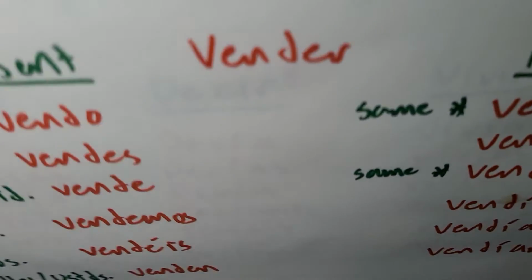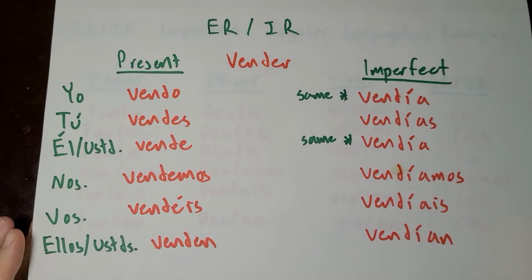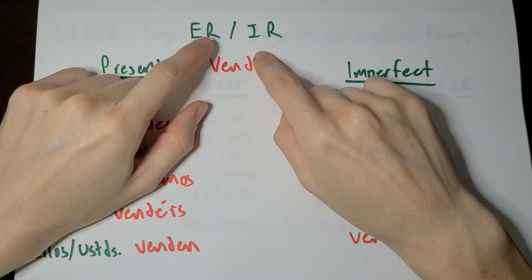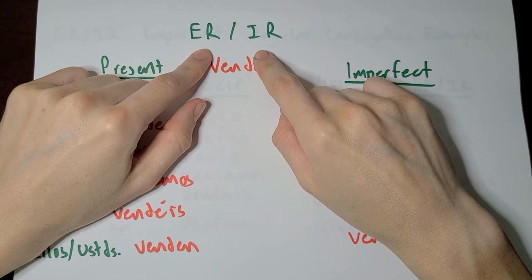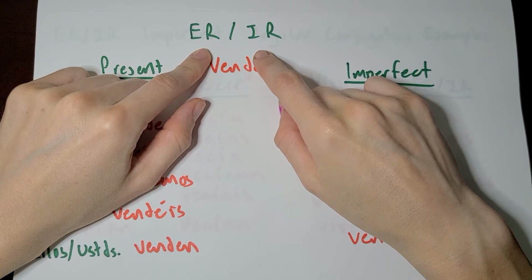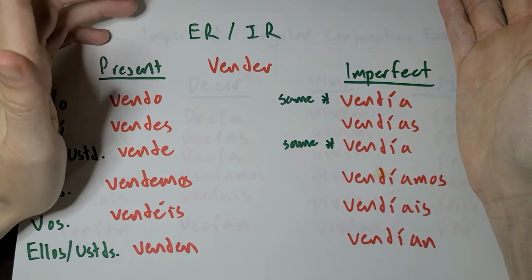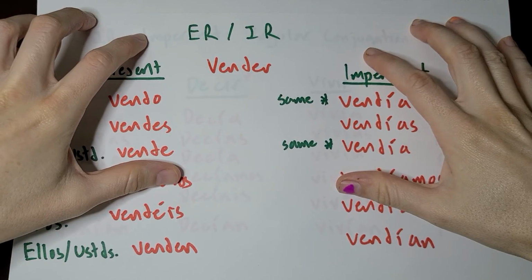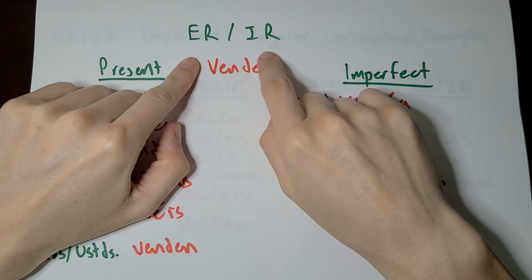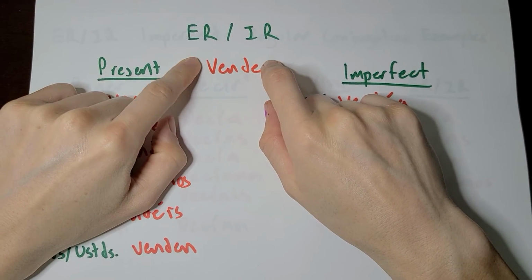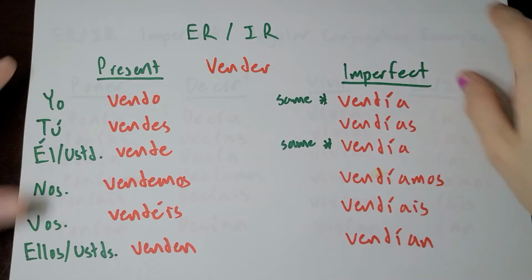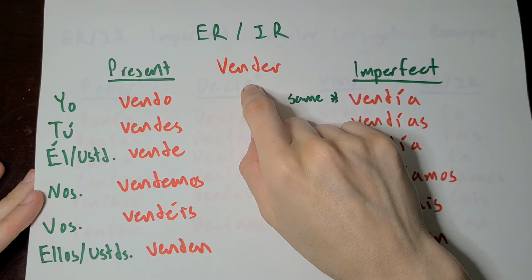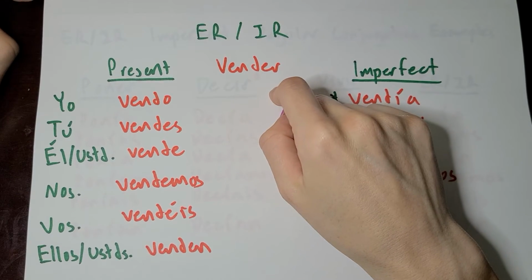Okay, let's go on to ER, IR verbs. We'll use the example vender. So notice that this is another example of a conjugation where the ER, IR verbs are together. So this happens in different places. In some tenses, ER and IR have their own separate conjugations. But in some places, ER and IR get the same conjugation, and the imperfect tense is one of those cases. So ER and IR will have the same endings. Let's use the example vender, which means to sell, to go over those endings.